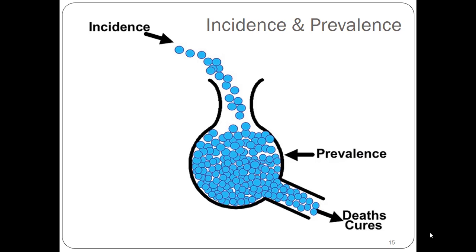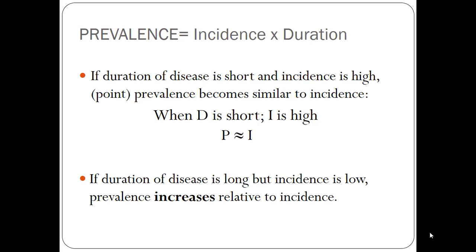This graphic may be helpful to understand the relationship between incidence and prevalence. Prevalence is affected by incidence as well as by deaths and cures. Incidence is like the inflow, and deaths and cures are the outflow of the affected population, the prevalence. Prevalence refers to the proportion of persons who have a condition at or during a particular time period, whereas incidence refers to the proportion or rate of persons who develop a condition during a particular time period.